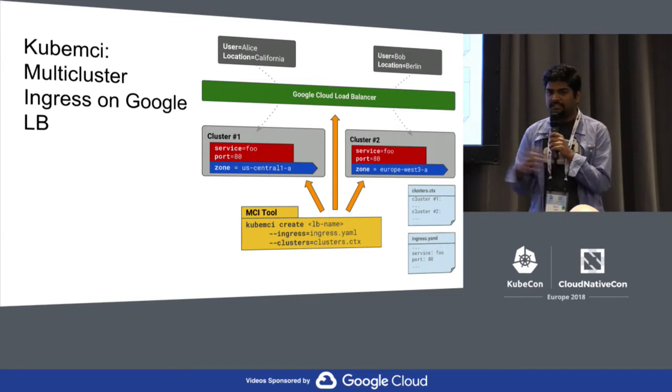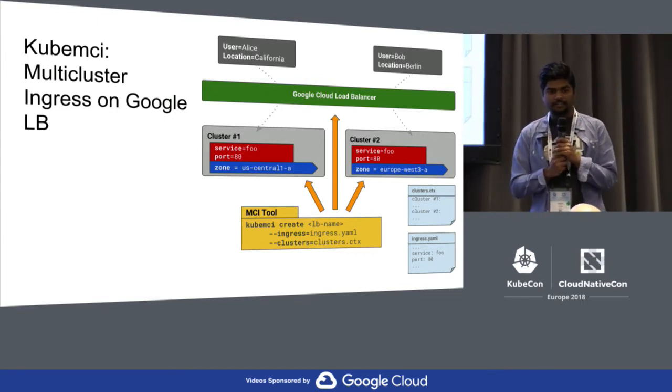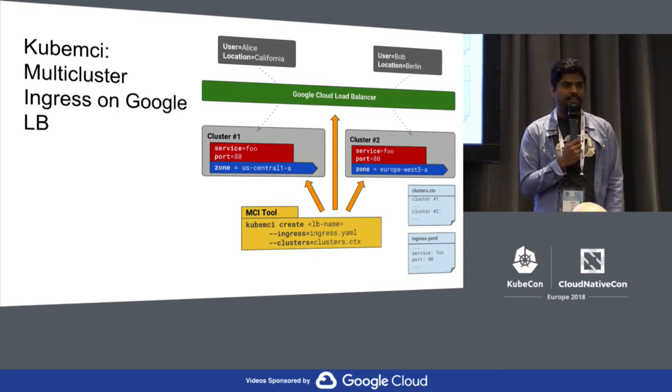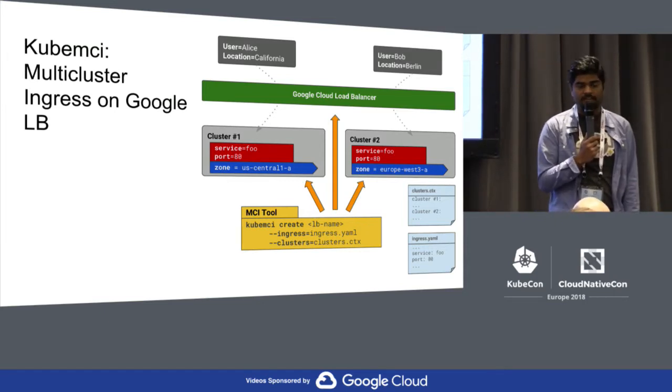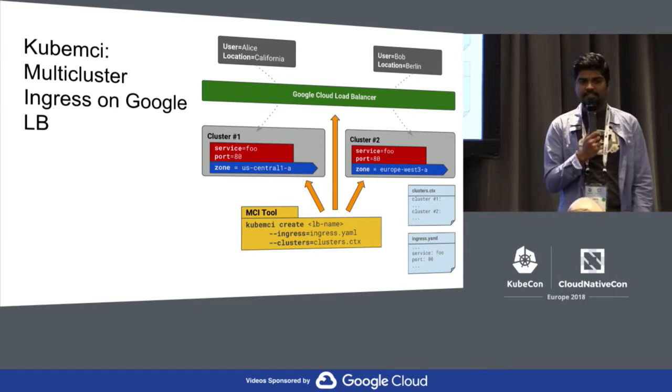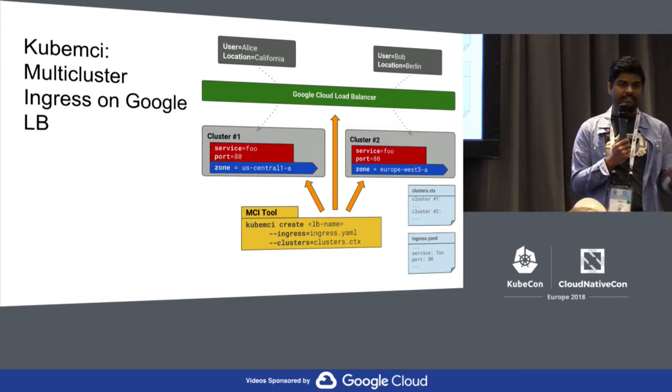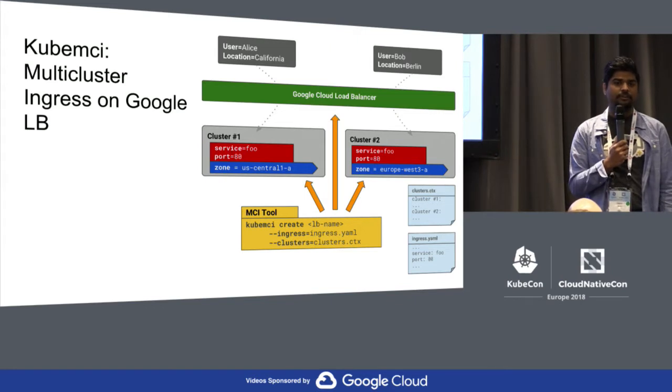The way it solves it is it's a command line tool that you can install on your machine. You give it your Ingress spec, which is the standard Kubernetes ingress.yaml file, and your kubeconfig, which has the list of clusters. The great thing about kubemci is that you can use your existing Kubernetes concepts to configure.